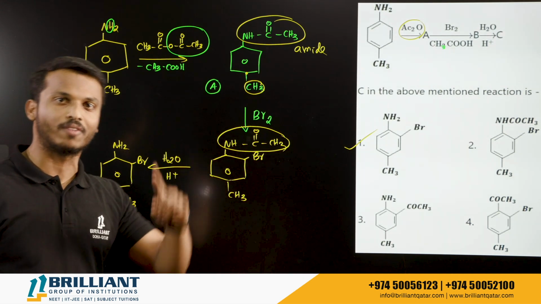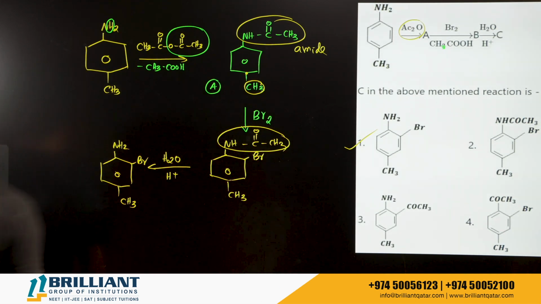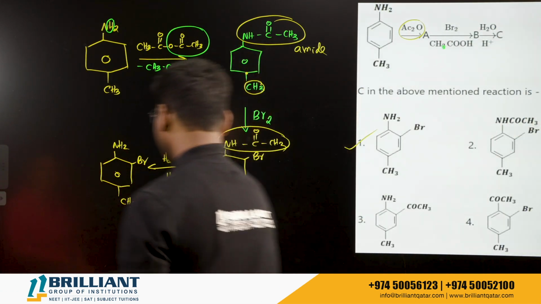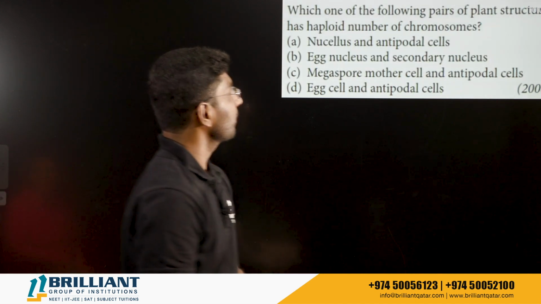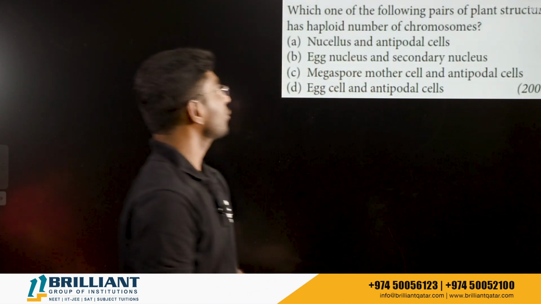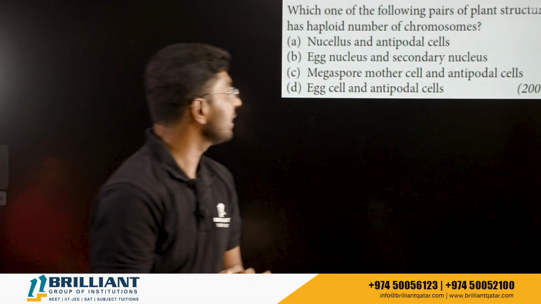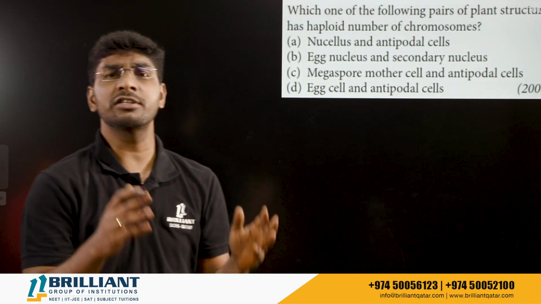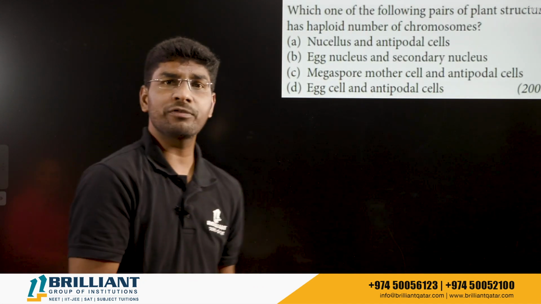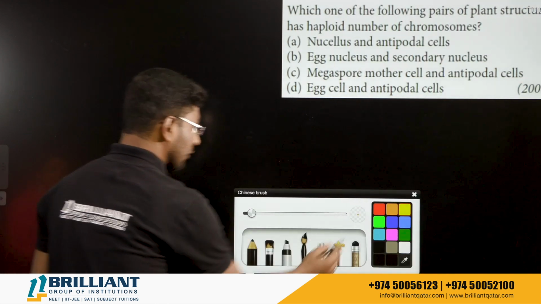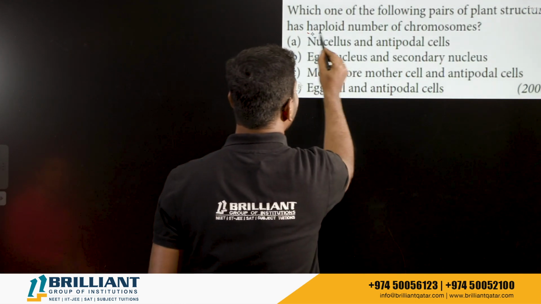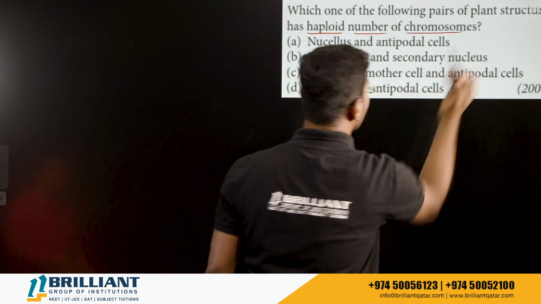Let's go to the next question from biology. Thank you, Mr. Deepak. Look at the next question from biology. Which one of the following pairs of plant structures has haploid number of chromosomes? This is also from the sexual reproduction in plants chapter, right? So look at what they are asking: the haploid number of chromosomes.